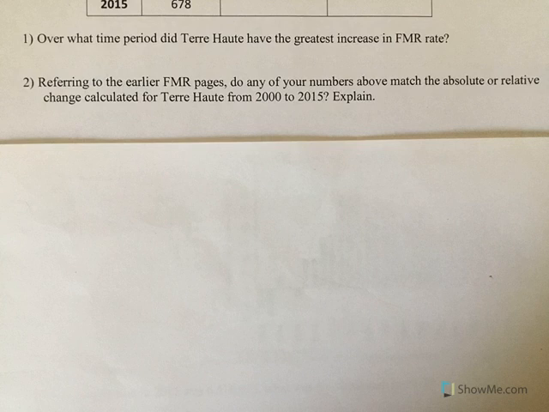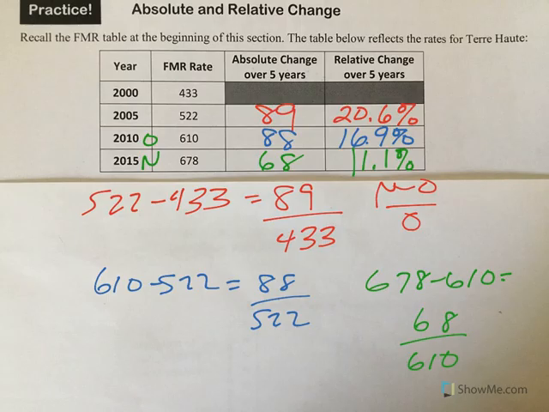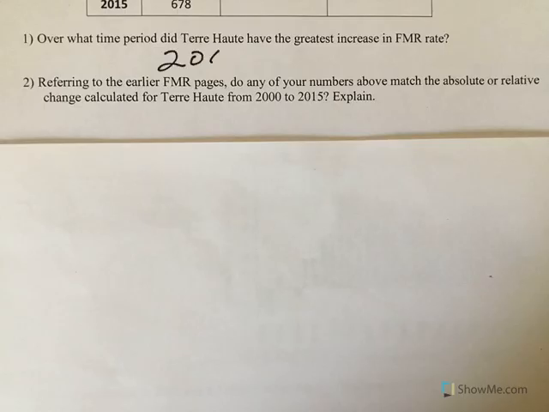Over what time period did Terre Haute have the greatest increase? Well, the greatest increase is here at 20.6%. So that's from the years 2000 to 2005. And yes, you need both of those pieces because we're talking about that time frame.